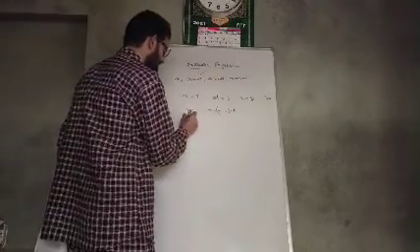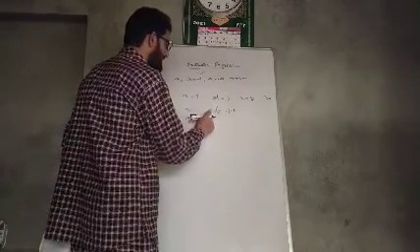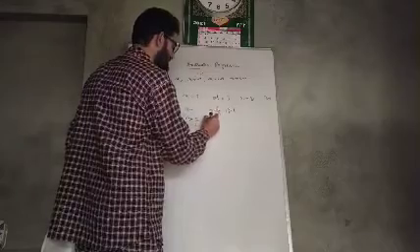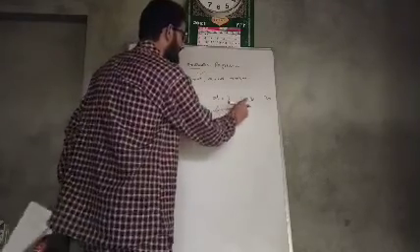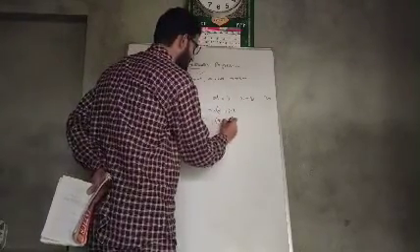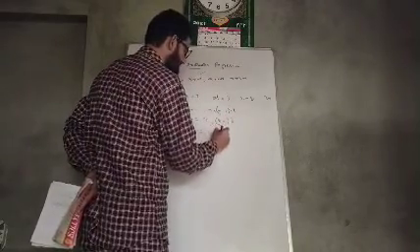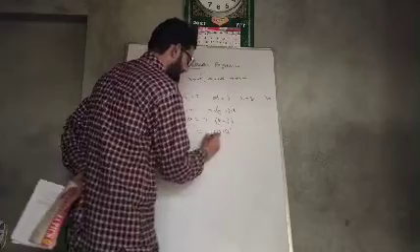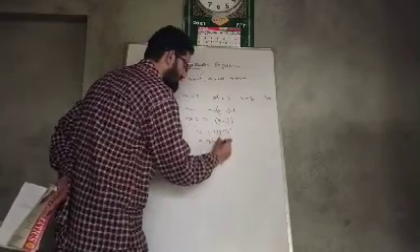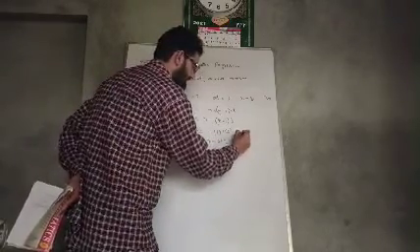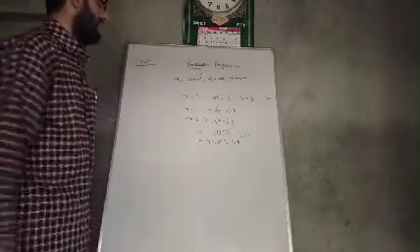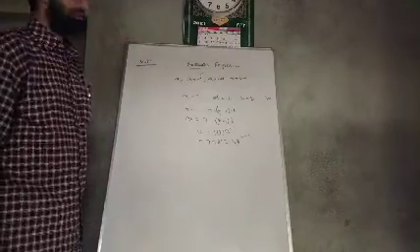AN, so AN is equal to A, which is 7, plus N, which is here 8, minus 1, into D, which is 3. So this is 7 plus 7 into 3. This is 7 plus 7 threes are 21, this is 28. This is the answer. So AN is equal to 28.